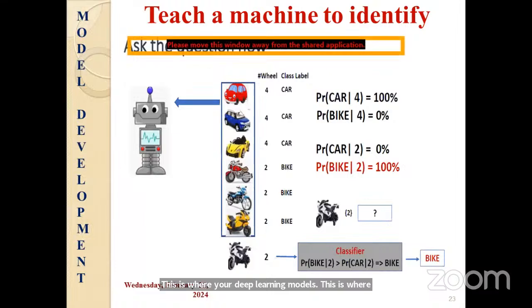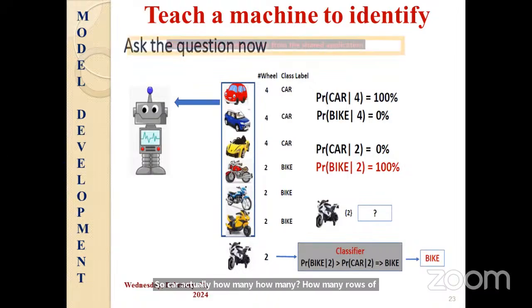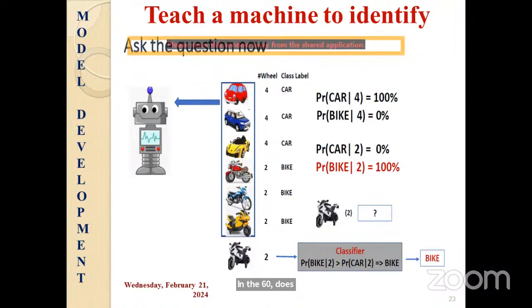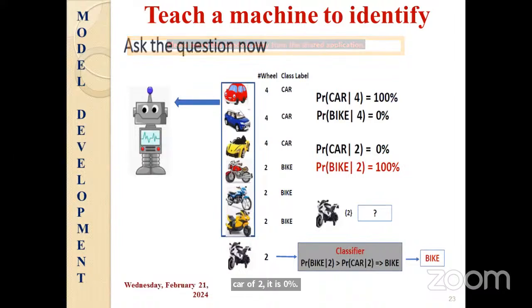Now, in the beginning itself I told you that to make machines build a model, you need to know a little bit of statistics. Here PR is nothing but probability. Let's look at the probability of a car having 4 wheels. How many rows of data are here? There are 6 rows: 3 are car and 3 are bike. All the car data have a wheel of 4, and all the bike data have a wheel of 2. So the probability of car with 4 wheels is 100%. The probability of car with 2 wheels is 0%, whereas bike with 2 wheels is 100%.